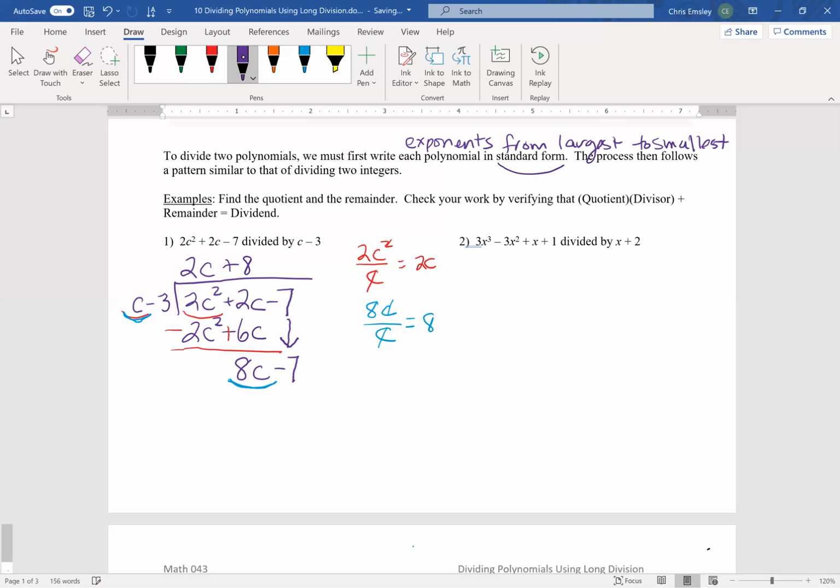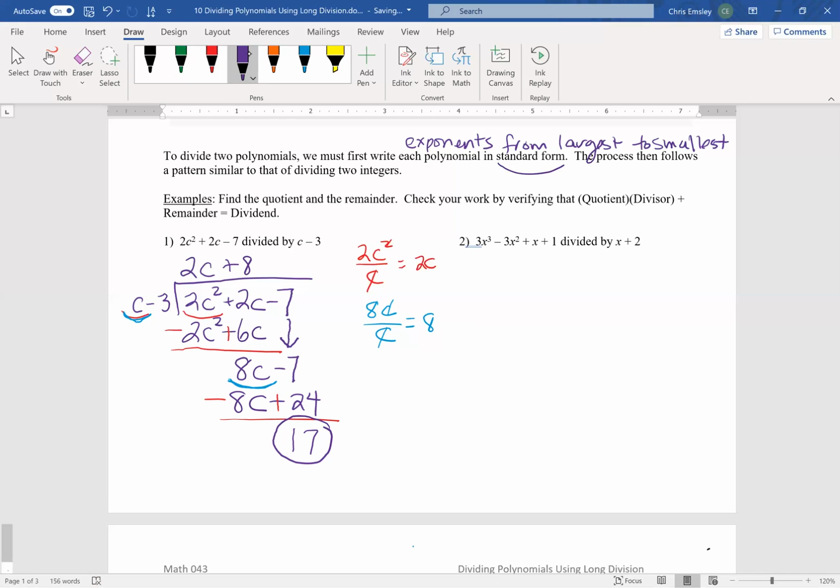Multiply down, again distributing into that divisor. So 8 times c is 8c. 8 times -3 is minus 24. Draw the line and change the sign. 8c minus 8c is 0. -7 plus 24 is 17. What can I multiply c by to turn it into 17? Well, I can't, so this is our remainder.